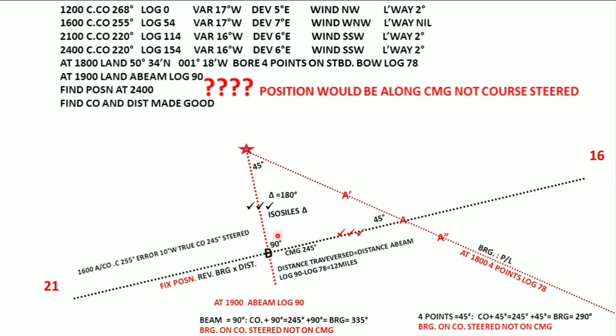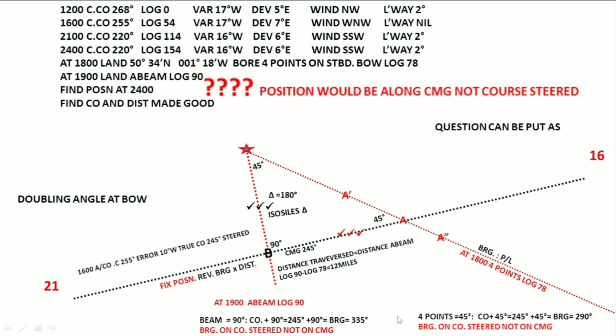So now once I know the distance off, which is 12 miles here, with the log of 78 and 90, I can use the reverse bearing and distance, and I can find out the position B. This is what we call doubling the angle on the bow.